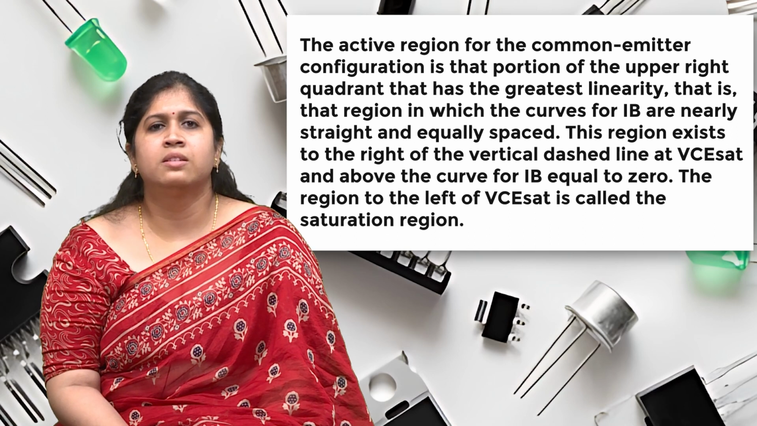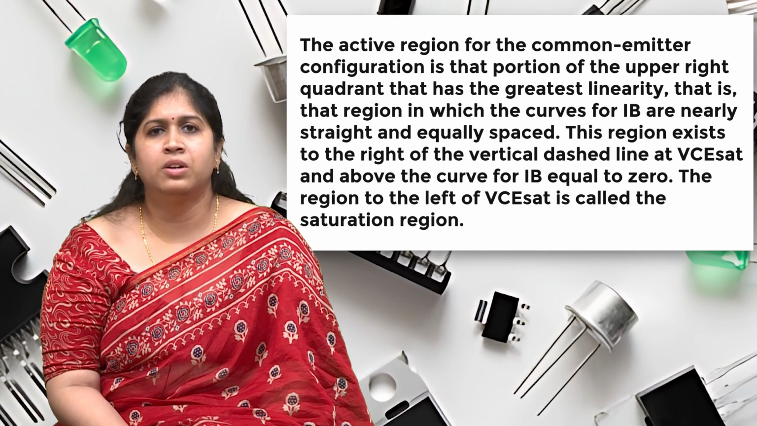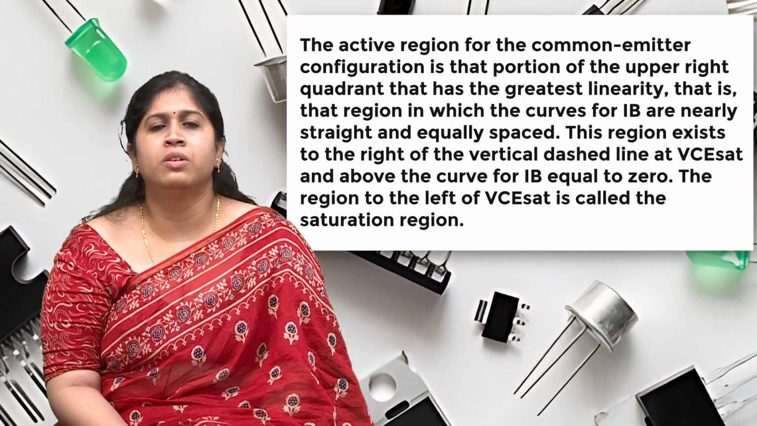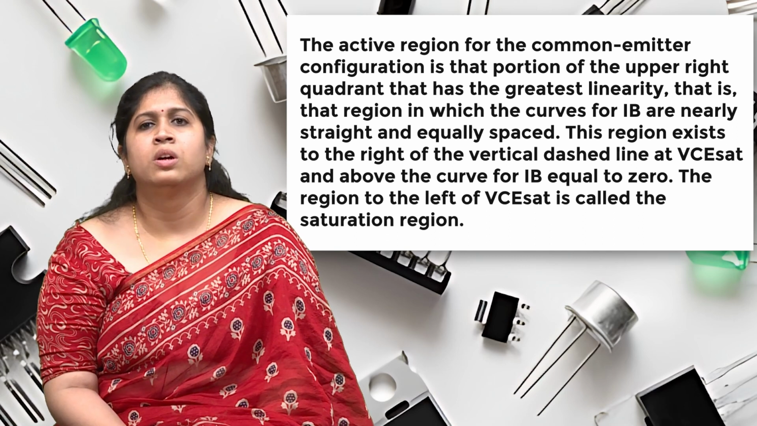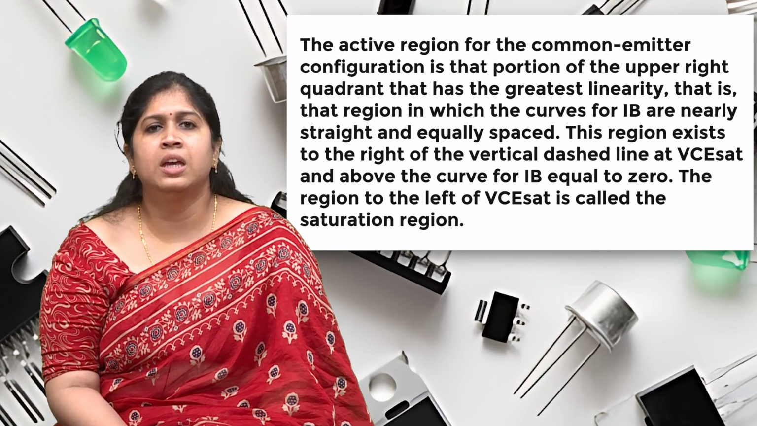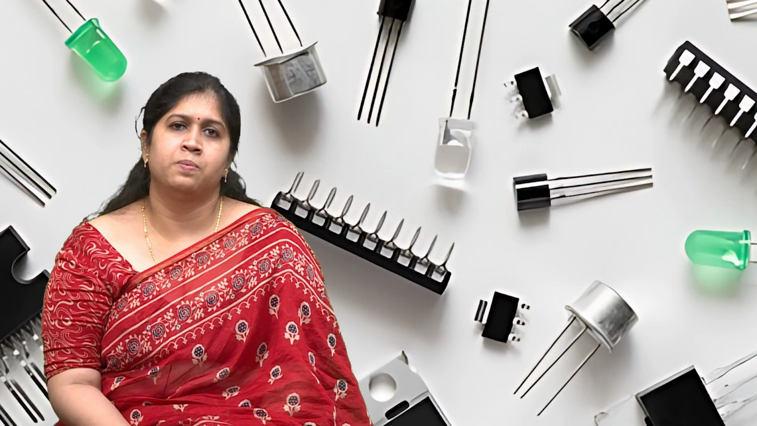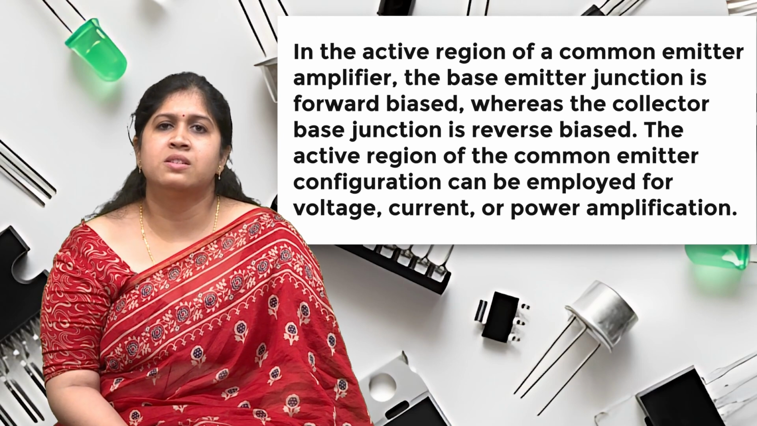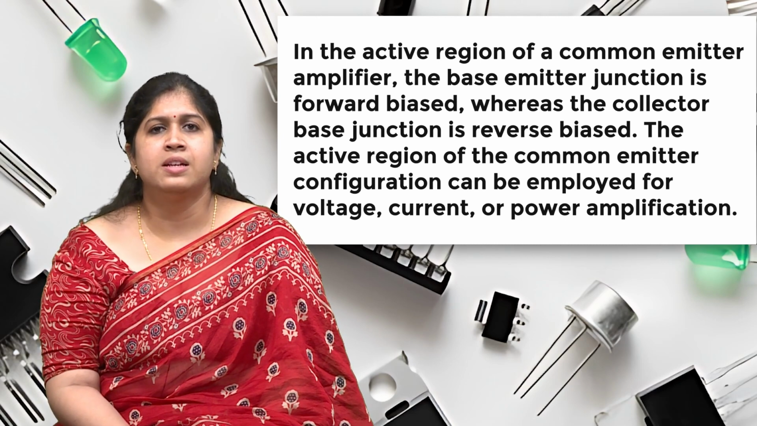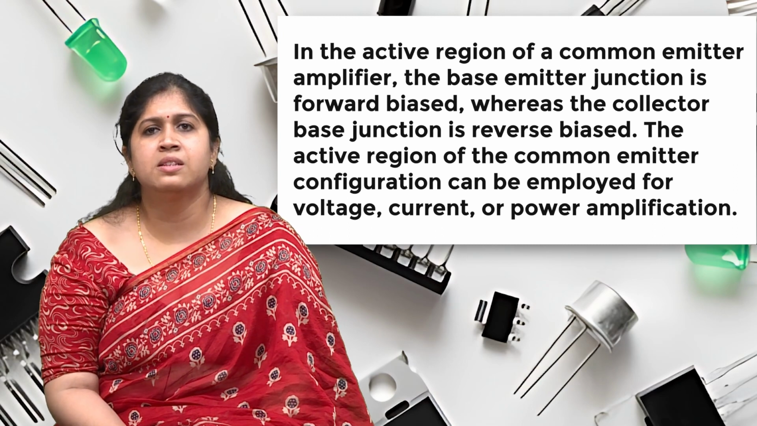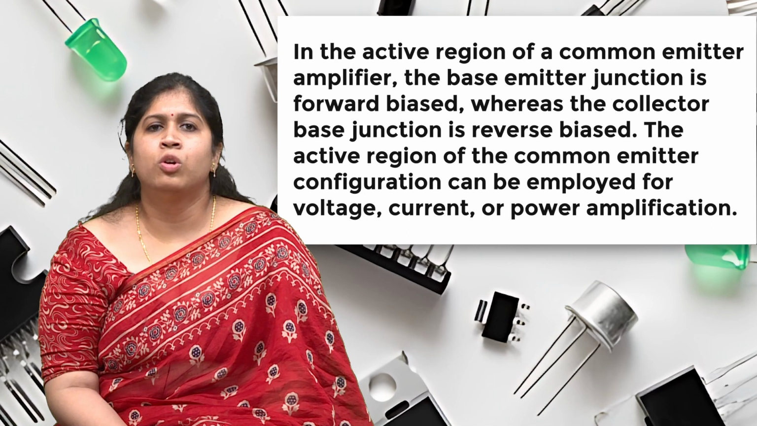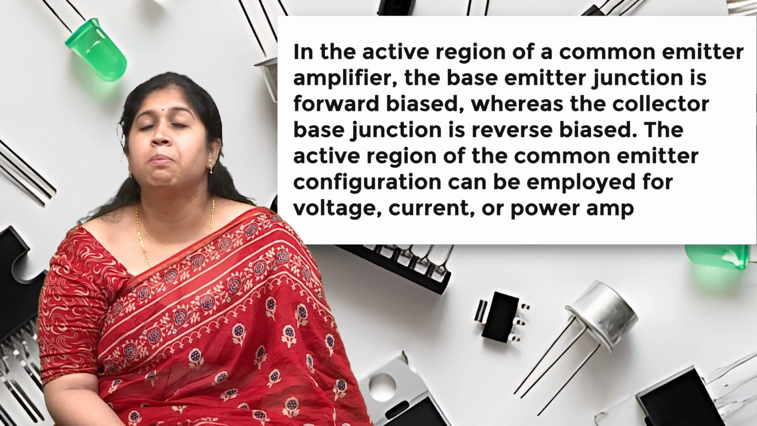The active region exists to the right of the vertical dashed line VCE and above the curve for IB equal to 0. The region to the left of VCE is called the saturation region. In the active region for a common emitter amplifier, the base emitter junction is forward biased, whereas the collector base junction is reverse biased. The active region of the common emitter configuration can be employed for voltage, current or power amplification.